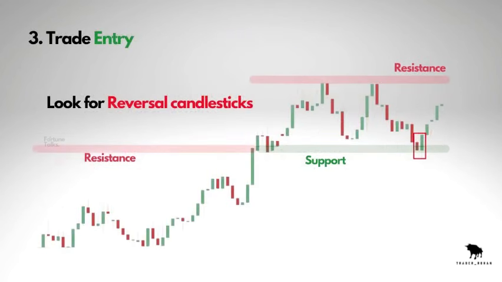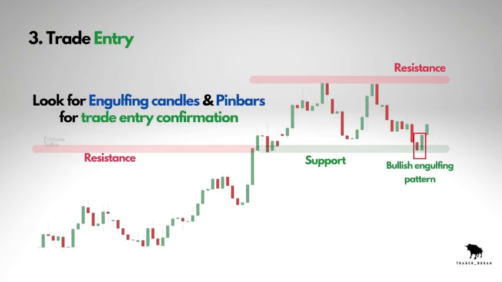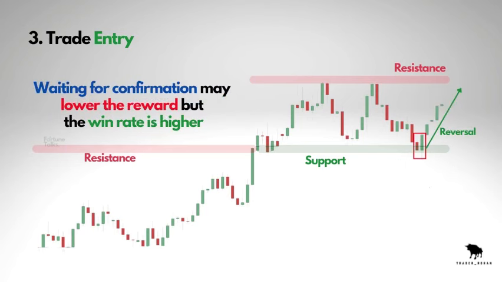Now, the third point to consider is regarding the trade entry. Now that the price has reached an area of value, you have to look for reversal candlestick patterns. You can use reversal candlestick patterns like engulfing candles or pin bars to time your trade entry. So, you will enter a trade only after the market shows signs of reversal. However, you risk entering at a much higher price, which may lower your risk to reward ratio, but it gives you a higher win rate.